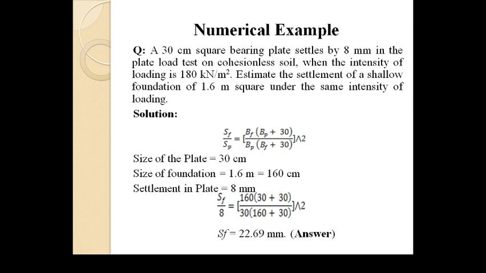So SF, and we have to calculate the SF. SF divided by SP, that is equal to 8 millimeter, is equal to 160 into 30 plus 30 divided by 30 into 160 plus 30 whole square. From the calculation, we get that SF is equal to 22.69 millimeter. As the SP, that means settlement in the plate, is given in millimeter unit, that's why the settlement of the foundation is also coming in millimeter unit.